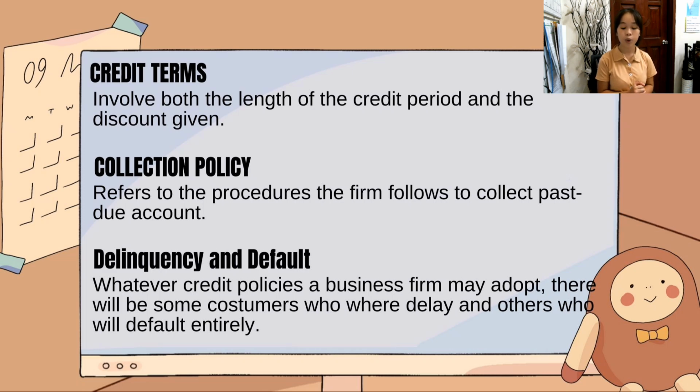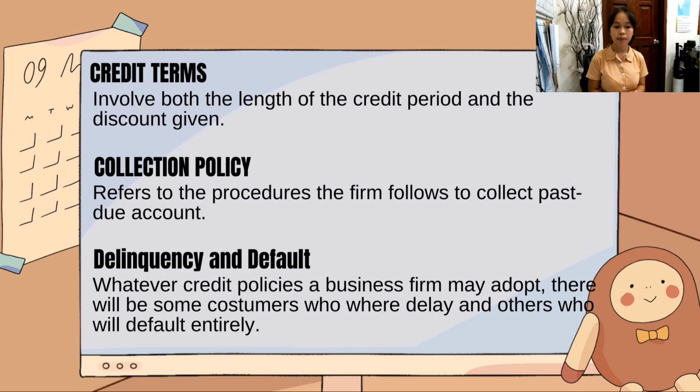So the terms of 2/10, net 30 mean that a 2% discount is given if the bill is paid before the 10th day after the date of invoice. Payment is due on the 30th day, so the credit period is 30 days. Although the custom of the industry frequently dictates the terms given, if the credit period is lengthened, it generally results in increased product demand, and vice versa.